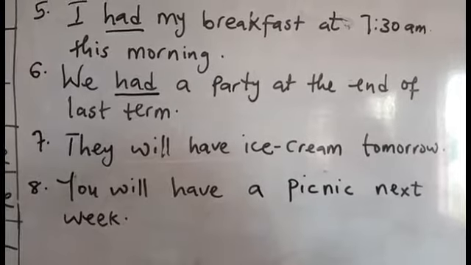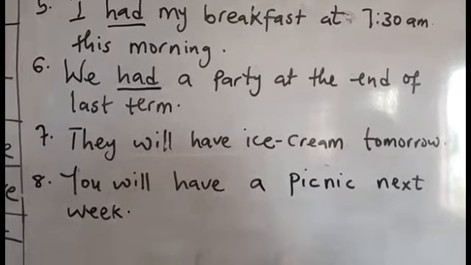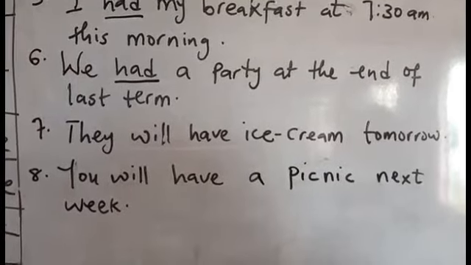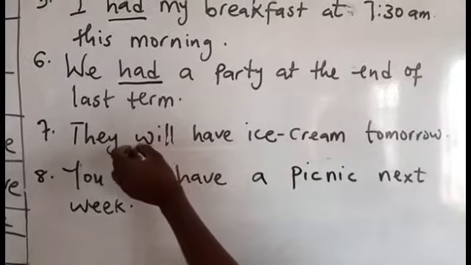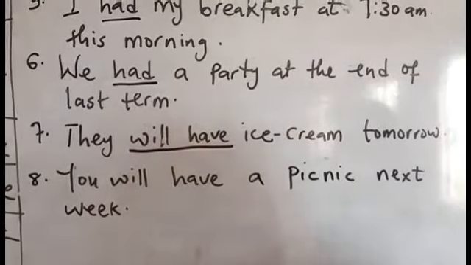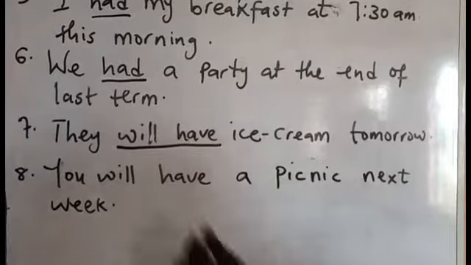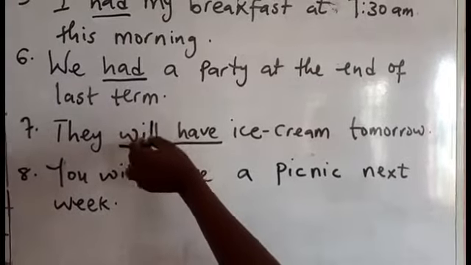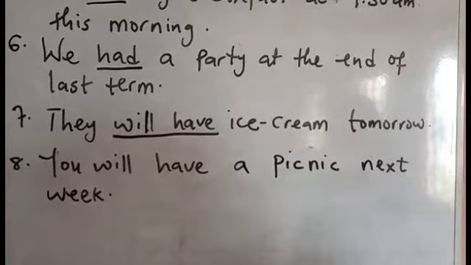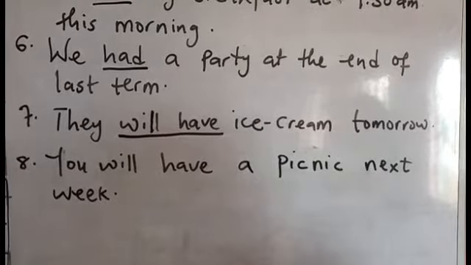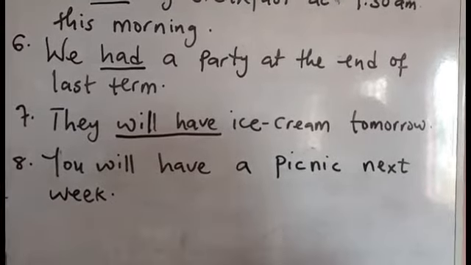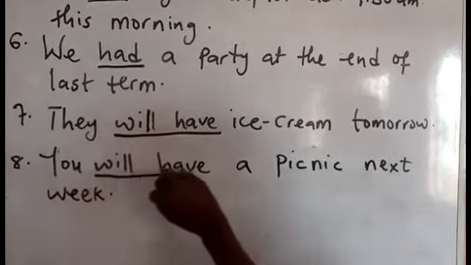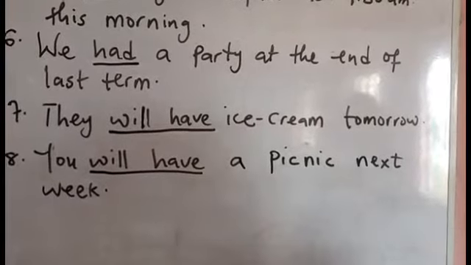Now the seventh form we have, they will have ice cream tomorrow. They will have ice cream tomorrow. So this action has not happened. It is going to happen tomorrow. So this have, it is in the future tense. And the last one, you will have a picnic next week. It hasn't happened yet, but it will happen next week.